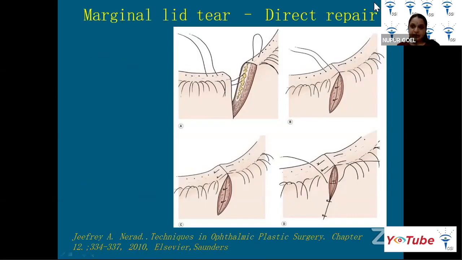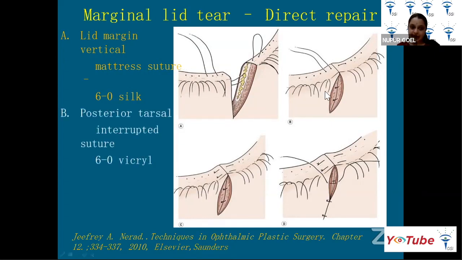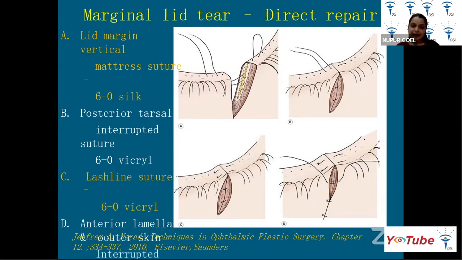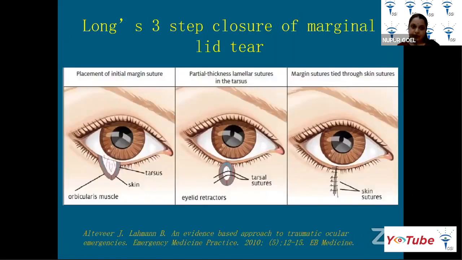Now coming to the marginal tears, the eyelid tears involving the margin. The lid margin should be repaired with a vertical mattress suture using a 6-0 Vicryl suture. The posterior tarsus should be repaired with an interrupted 6-0 Vicryl suture. Then you suture the lash line with a 6-0 Vicryl suture. And then the anterior lamella, that is your skin, is sutured with interrupted sutures. So this is the long three-step closure of the marginal lid laceration, which I've already explained.